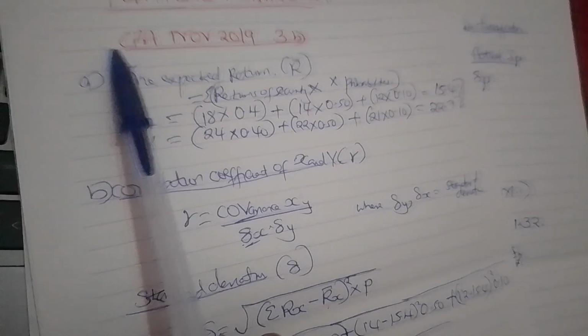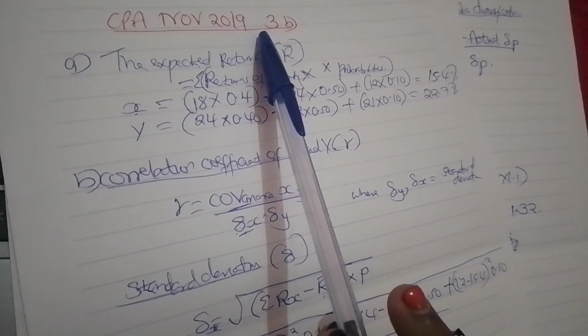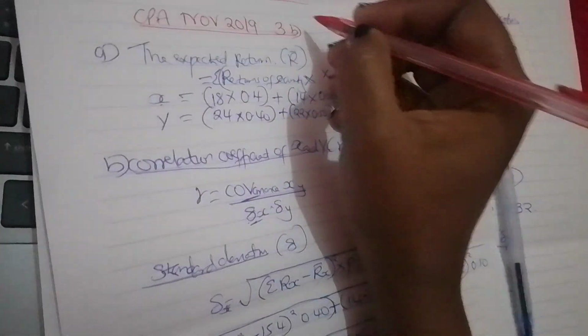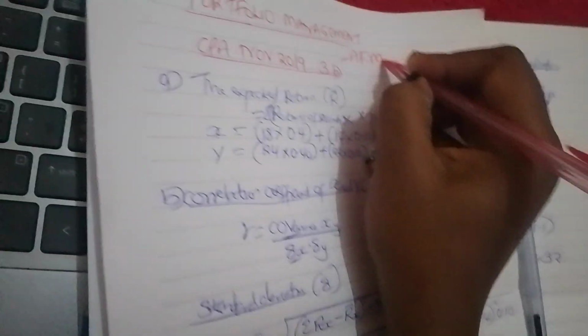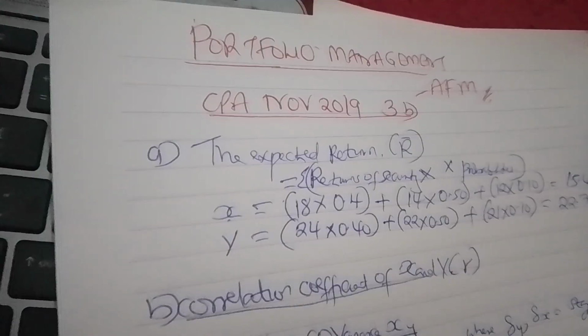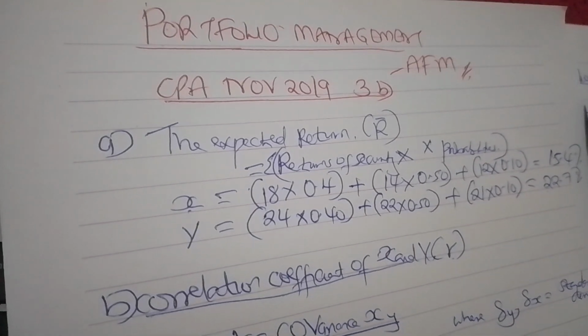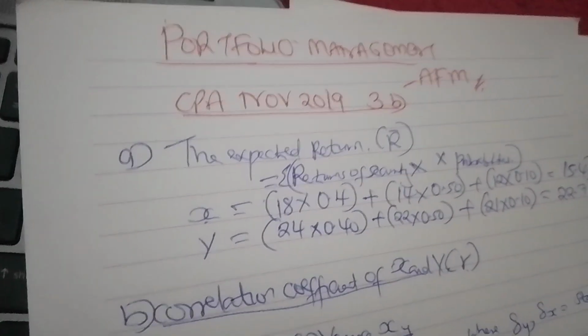The question that you were doing was CPA November 2019, question 3B, the AFM Advanced Financial Management question that was done in that sitting in November 2019, question 3B.